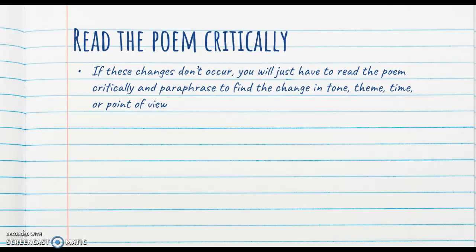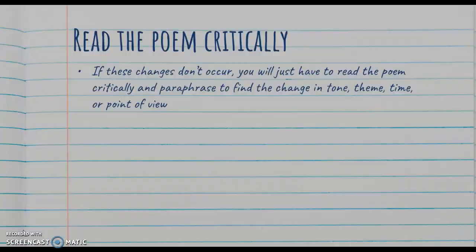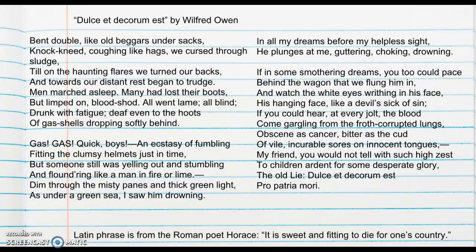If the changes like I've just discussed aren't occurring, then you're going to have to look really critically and paraphrase to find the change in tone or theme or time or point of view. So here's an example from Wilfred Owen, Dulce et Decorum Est. This is a World War I poem. So I'm just going to read it and try to identify the shift as I read.